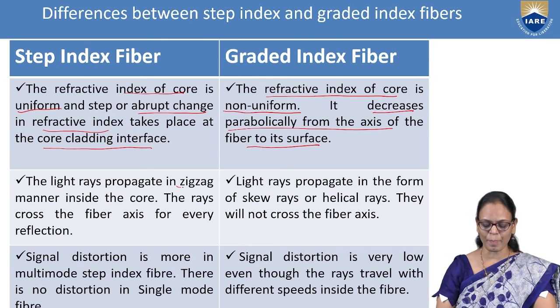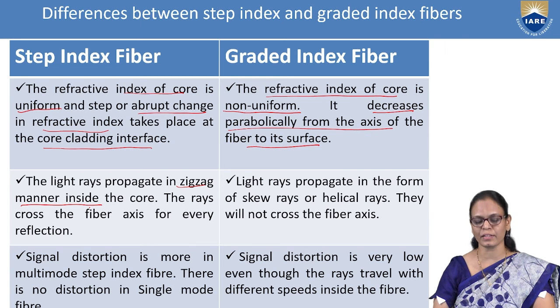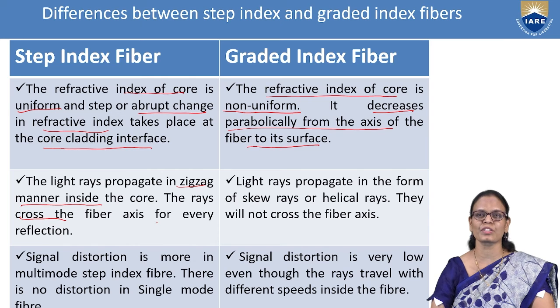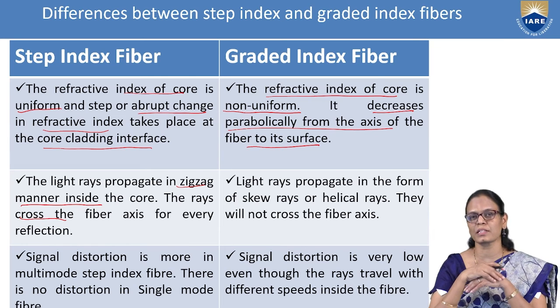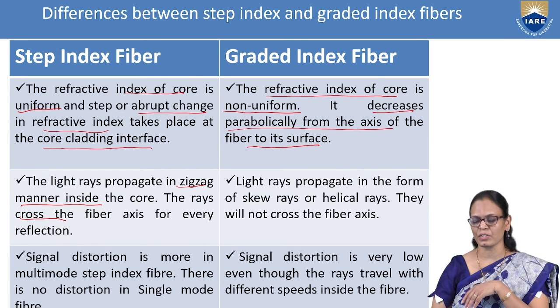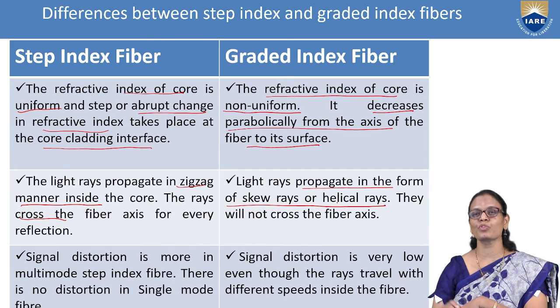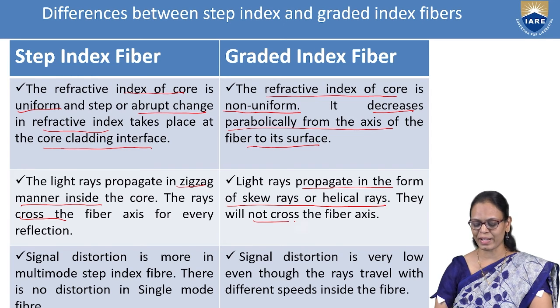In step index fiber, the light rays propagate in a zigzag manner inside the core, and the rays cross the fiber axis for every reflection. So they may cross each other and travel in zigzag fashion. But in graded index, they propagate in a smooth, sinusoidal fashion in the form of helical rays, and they will never cross the fiber axis.